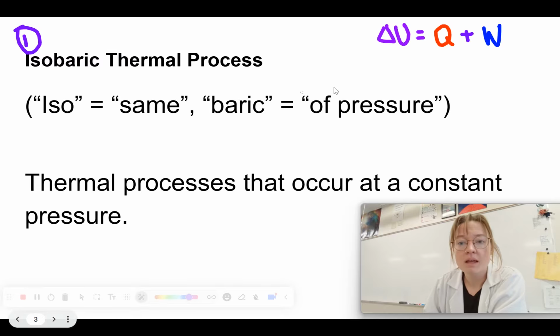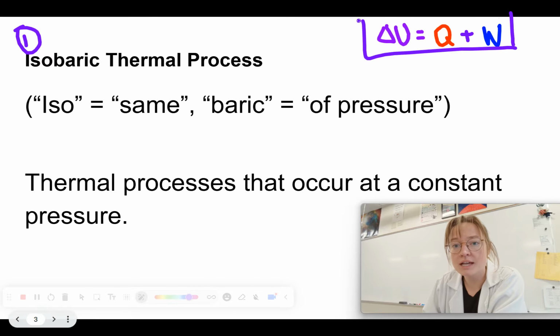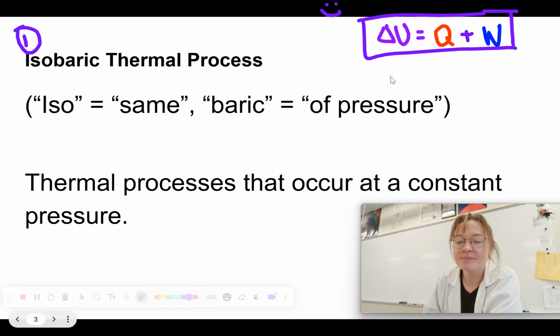Here's our first one. For each of these processes, we're going to be looking at this equation, which says, whoa, I can write in the black part. That's crazy. I didn't even know that was allowed. Wow, watch this. Okay.